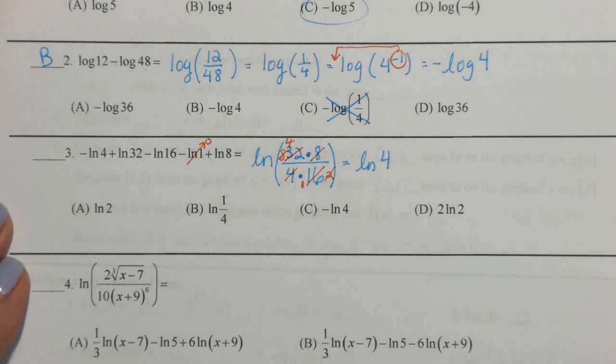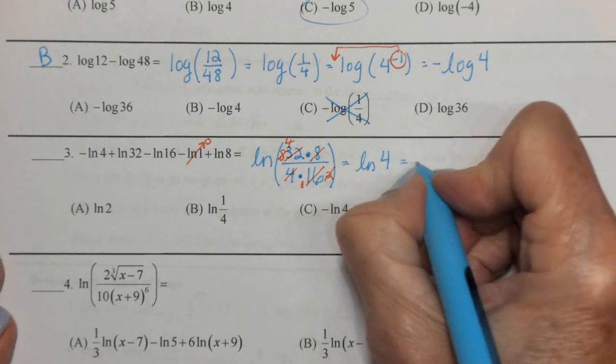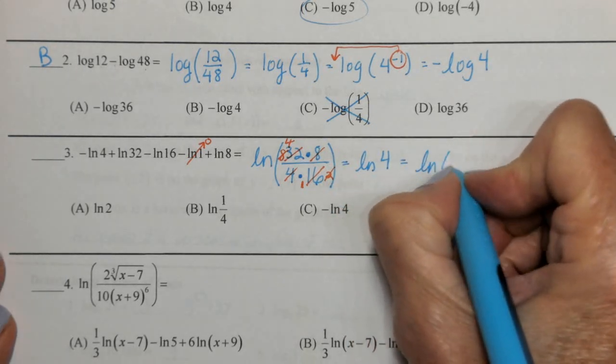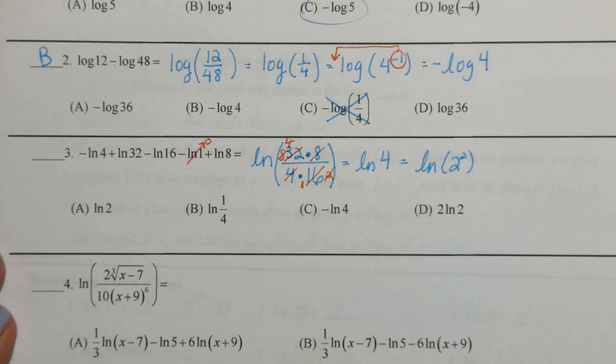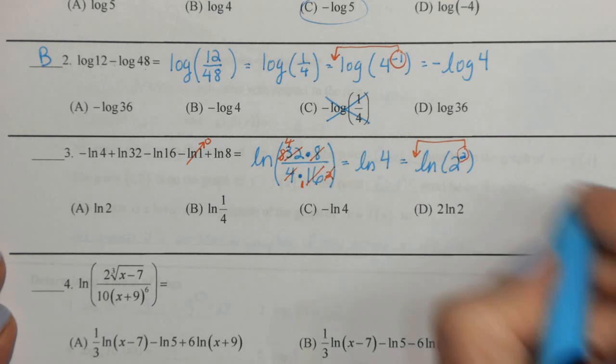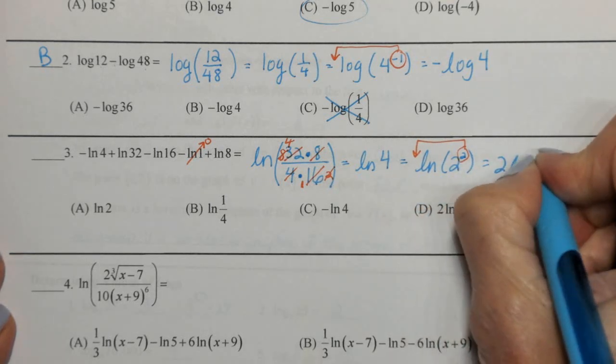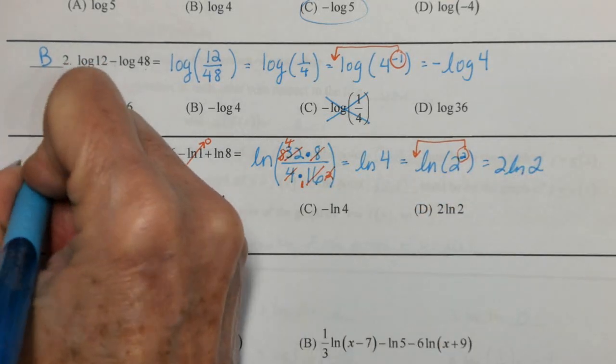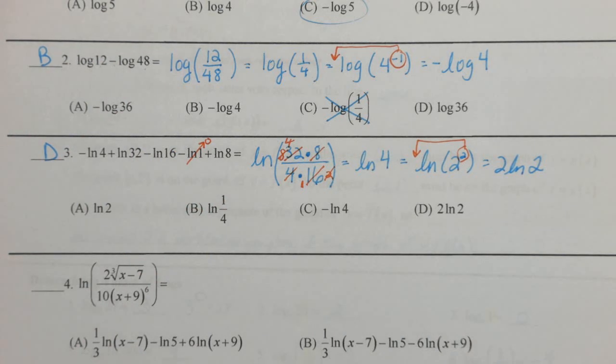Is that one of my choices? It is not one of my choices. How can I get to one of my choices? Well, 4 is 2 squared. And now I can move this 2 to the coefficient of the log to match one of the choices. 2 natural log 2.